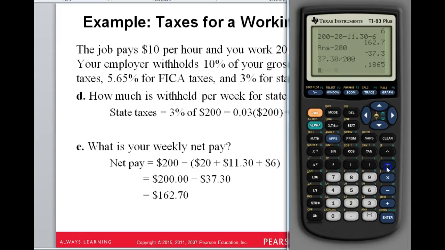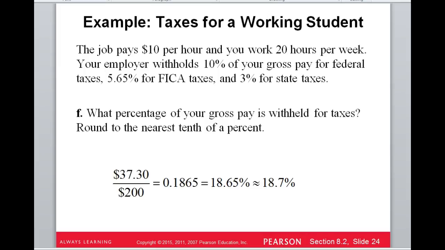That's a decimal. To get it to a percent, we multiply by 100. That moves the decimal point over two places, just going from decimal to percent. So about 18.65, 18.7% is the percent of my gross pay that was withheld this period.